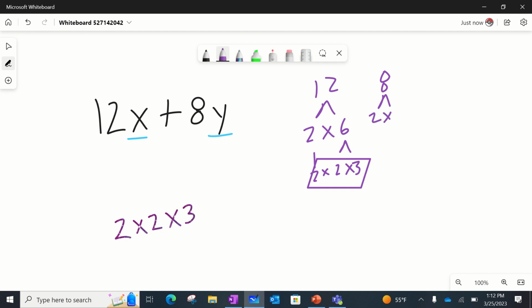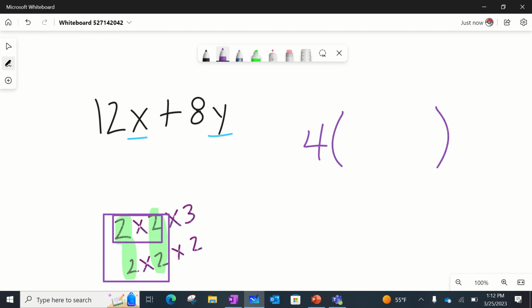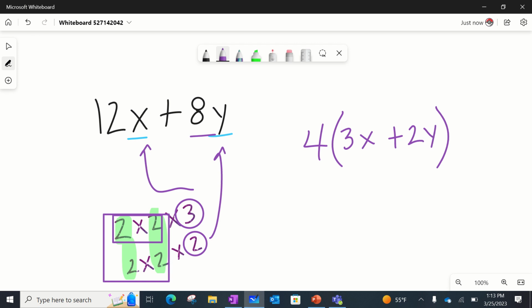8 will become 2 times 4. And the 4 will become 2 times 2. So the prime factorization of 8 becomes 2 times 2 times 2. These two are common. These two are common. And remember, we look for the greatest common factor. So since these are common, we do 2 times 2, which is 4. 4 will be on the outside of our parentheses, and whatever numbers are left over. For 12, it was 3. Notice there's an x with it, though, so that'll become 3x. And for 8, the leftover number was 2, but because there's a y with it, it'll become 2y.